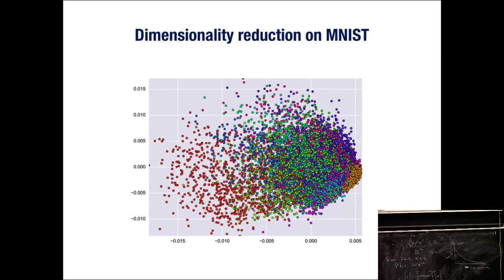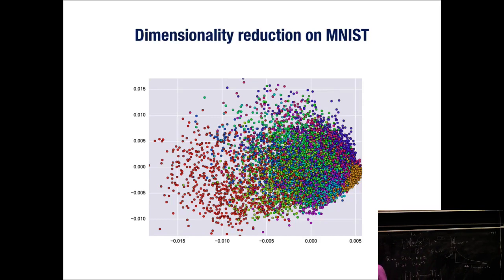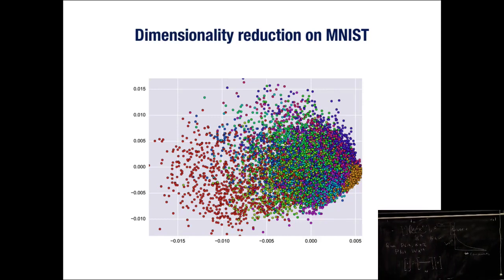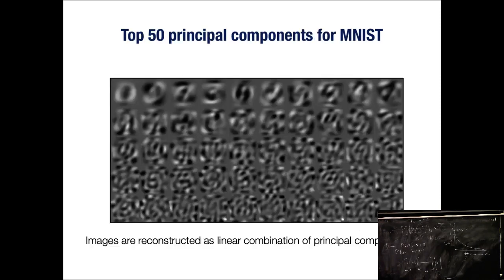I can also, by the way, plot the columns of W. Sorry, the rows of W, actually. And the rows of W live in the same dimensional space as the original data, right? So it's kind of interesting how this looks. This looks like the following. This is what the 50 principal components for MNIST look like.